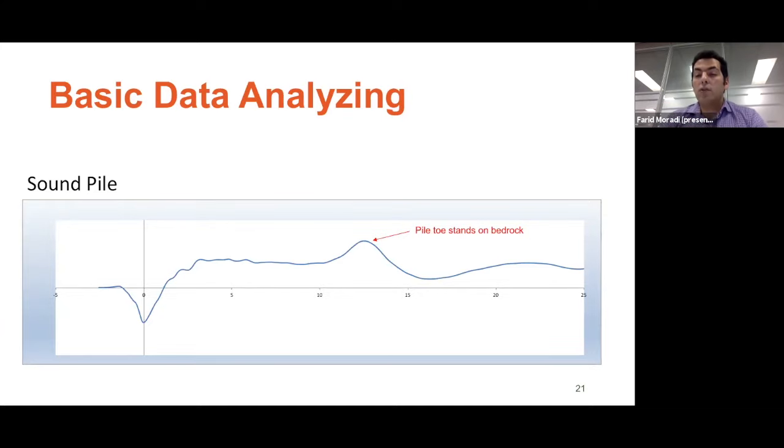We went back to the contractor and asked for the data about the soil profile, and the contractor proved that the pile should stand on very good rock, based on the survey they did through the borehole and the data they have from the soil profile.